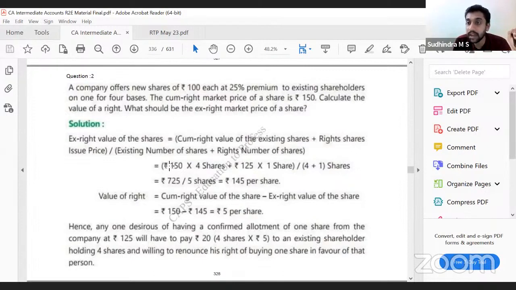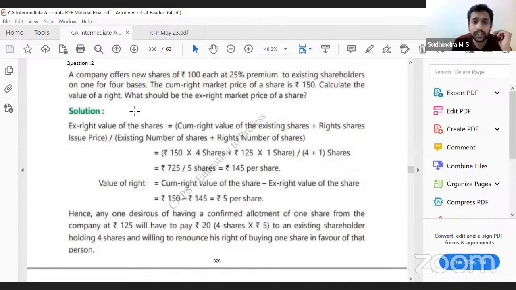But going with the question, should we interpret based on that? No, definitely don't go into that detail. Not required. Come to question number 2 on page 328.